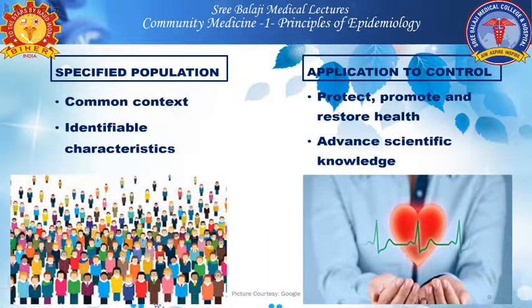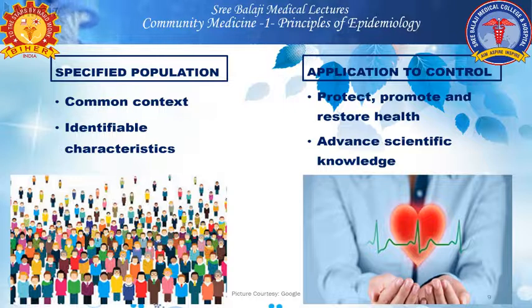We say epidemiology applies to a specified population, which means that we cannot study the entire epidemiology of the world. It is beyond our reach. So any particular group of interest will be studied in detail. Any identifiable characteristics of one specific group can be highlighted in epidemiology. For example, we can study the prevalence of iron deficiency anemia among people living in Chennai. So when I say Chennai, it is a specified population.